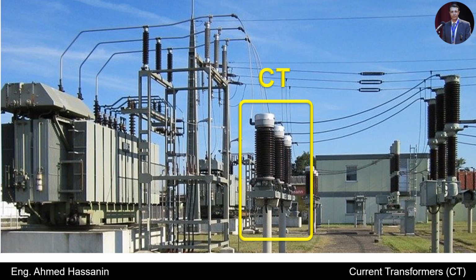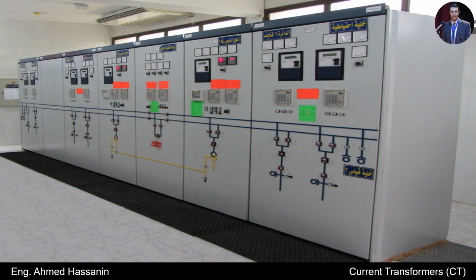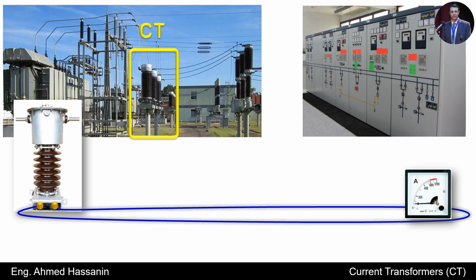We see a high voltage current transformer located inside the yard of the substation. Now we see different measuring and protective devices located inside a building far from the current transformer place. We see the secondary circuit wires that connect the current transformer and the measuring or protective devices.